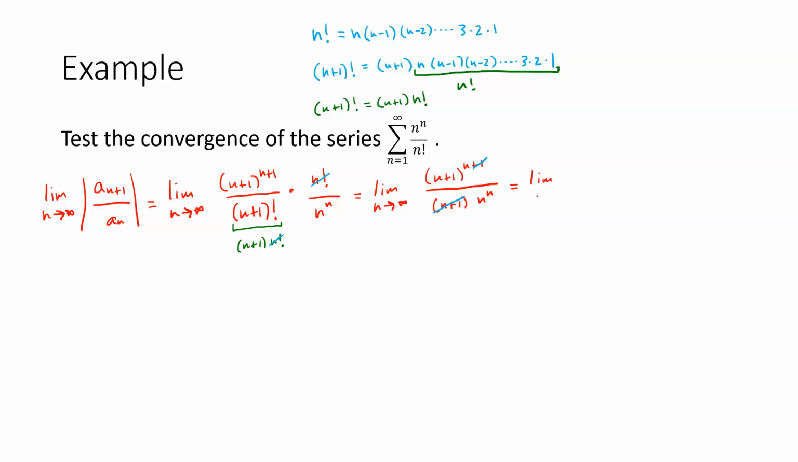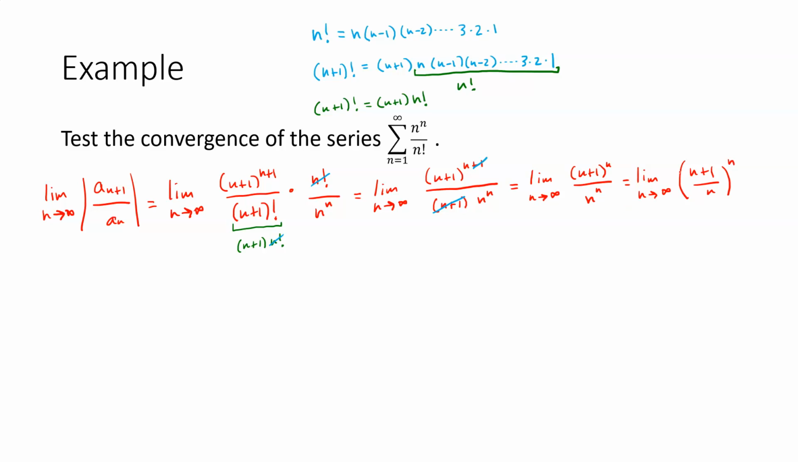We've got the limit as n goes to infinity, n plus 1 to the n over n to the n. Since they both have a common power of n, we can put them all into one fraction. This is n plus 1 over n, to the n.